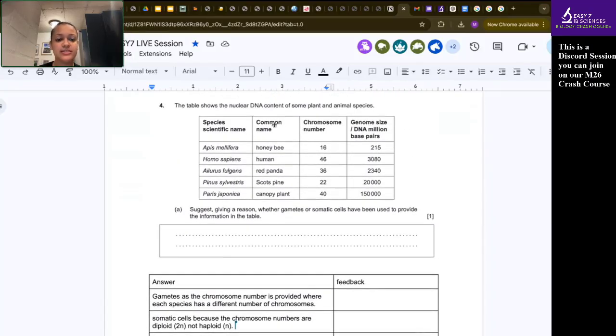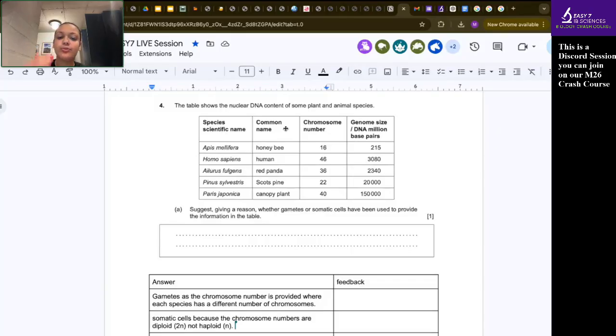But the question says, the table shows the nuclear DNA content of some plant and animal species; suggest, giving a reason, whether gametes or somatic cells have been used to provide the information. Now this kind of looks like a difficult question because you're like, how am I supposed to know if it's a gamete or a somatic cell? But you guys remember from the crash course what a gamete is and what a somatic cell is. Remember that the gamete is your egg and sperm cells.